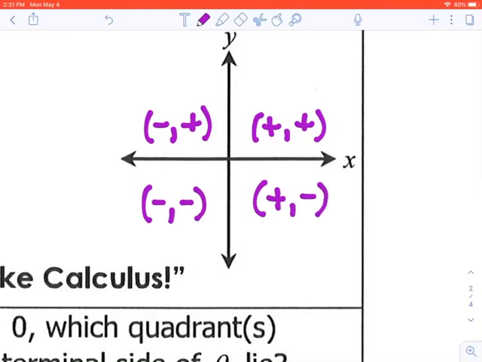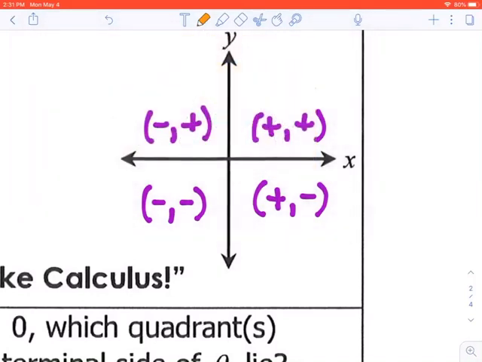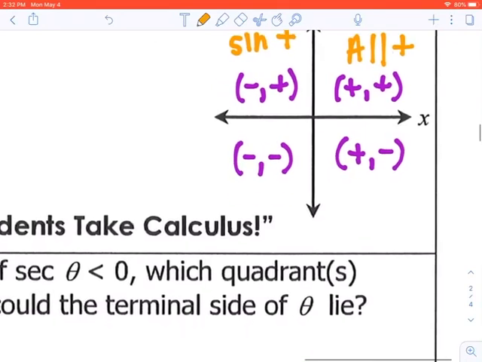And so what happens is all sine, cosine, tangent, plus the reciprocals are going to be positive here in the first quadrant. In the second quadrant, because sine is your y value, the sine is going to be positive here. And when I say the sine, I also mean cosecant. The reciprocal is going to be positive.